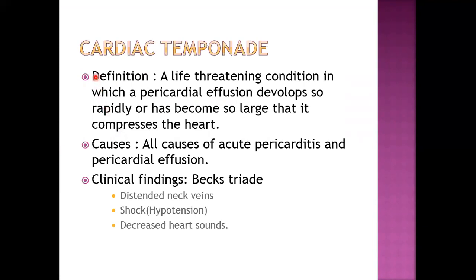The condition which is related to the pericardium is cardiac tamponade. It is a life-threatening condition in which the pericardial effusion develops so rapidly or has become so large that it compresses the heart, right? Two different scenarios can lead to cardiac tamponade. Either there is the development of pericardial effusion rapidly, in very much less time, and then it compresses the heart, or it develops slowly and gradually, but it becomes so large that it compresses the heart, right?